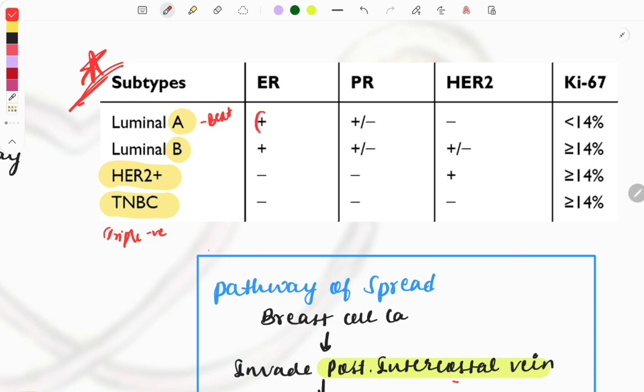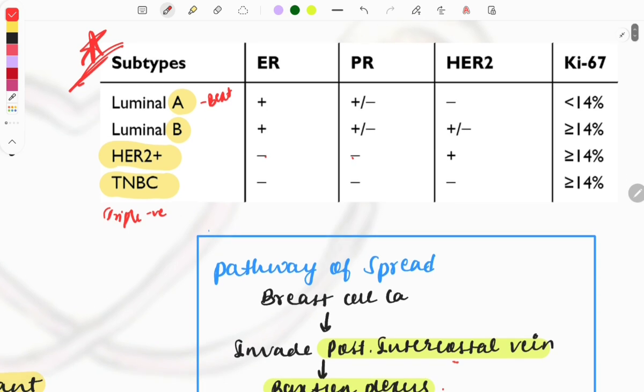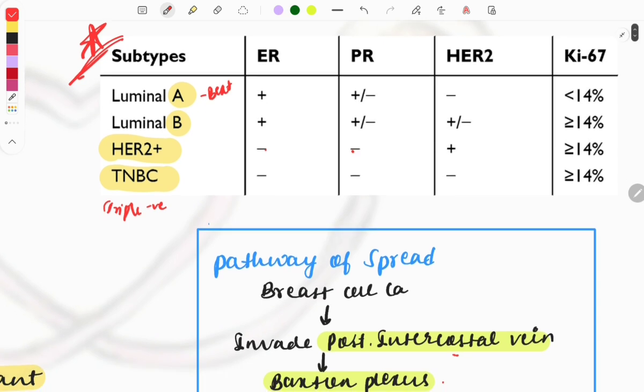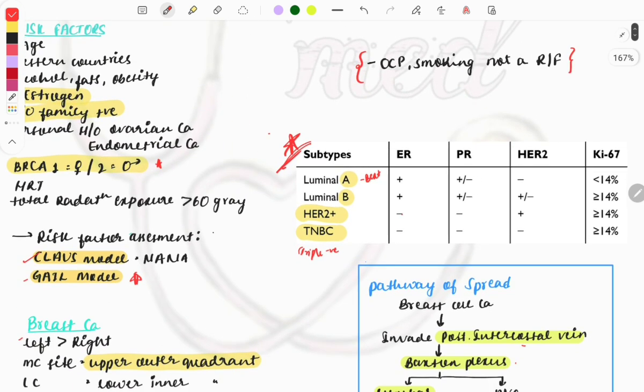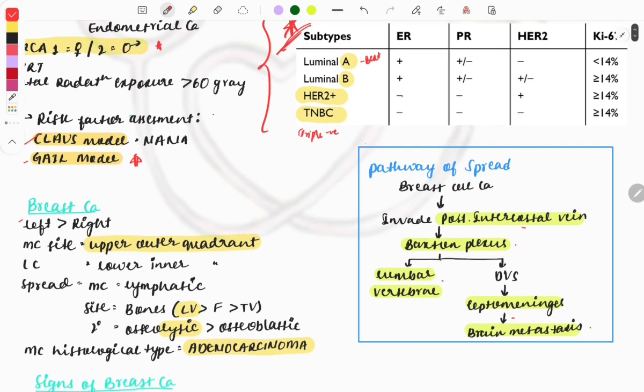So luminal A means it will be ER positive, PR can be negative or positive, and it is HER2 negative. Okay, then luminal B: ER can be positive, PR can be positive or negative, and HER2 positive or negative, and in this the Ki67 is more than 14%, whereas in HER2 neu the ER and PR are absent and HER2 is positive. And in triple negative all three are negative. Okay, so this is a must table which you must remember.